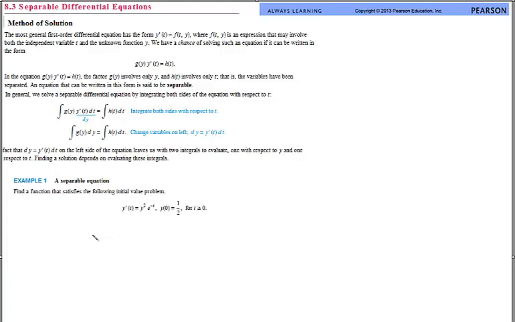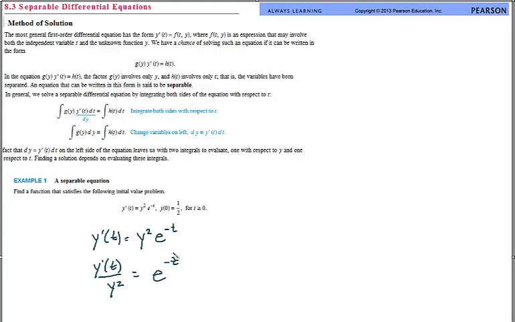So I have y prime of t equals y squared e to the minus t. So I want to get the y's on one side and I want to get the t's on the other side. So what I'm going to have is y prime of t over y squared equals e to the minus t.